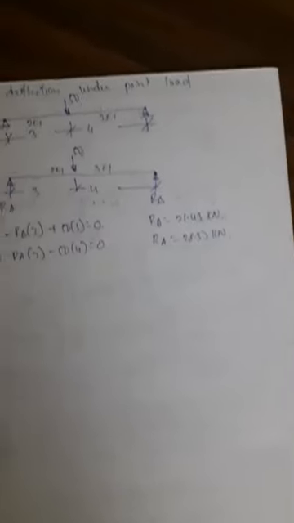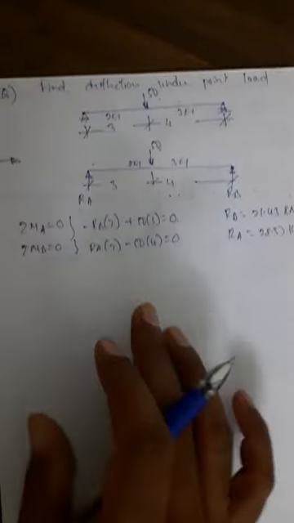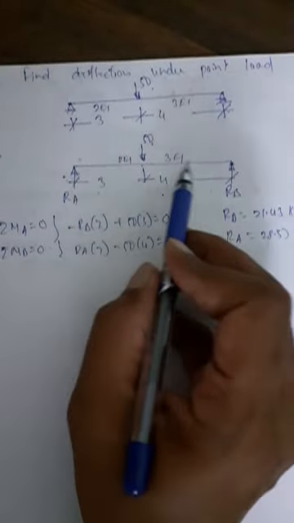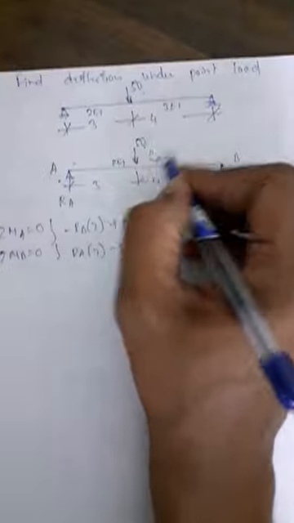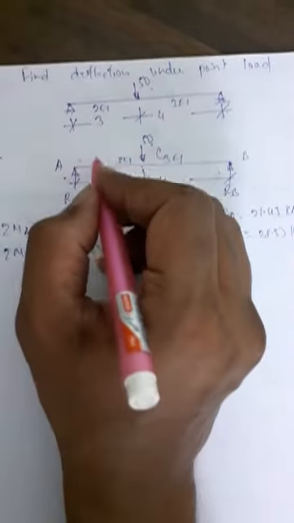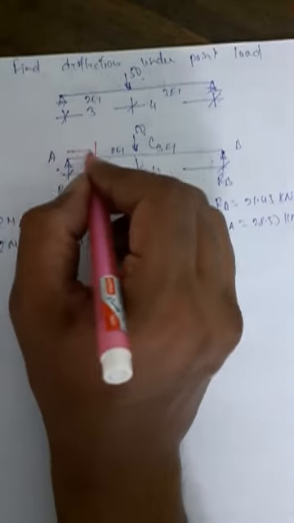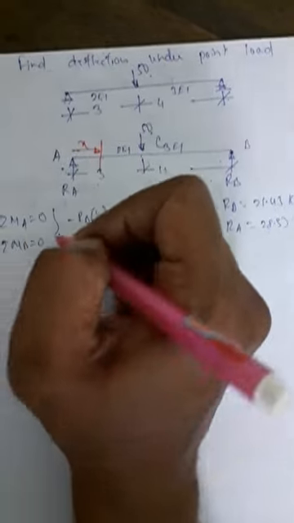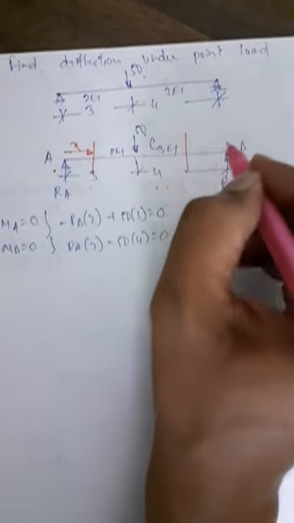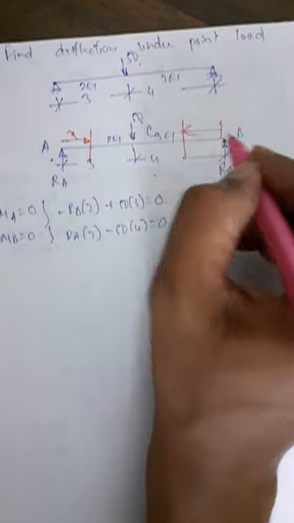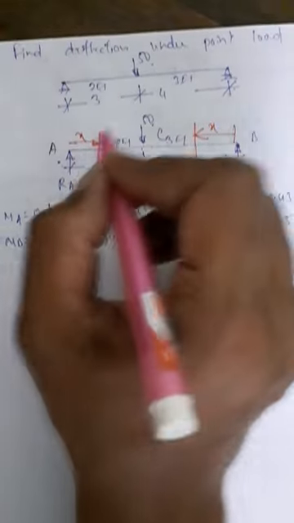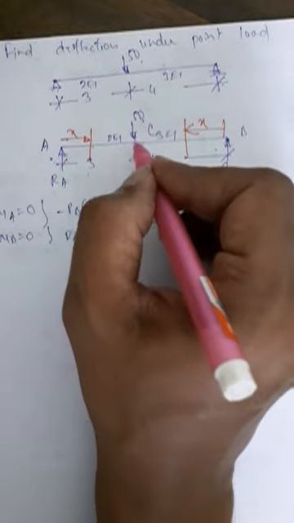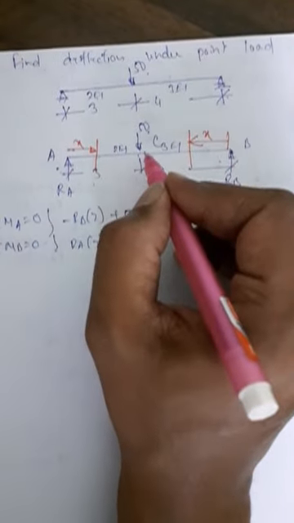Now let me write the moment equation, Mx equation, for sections AC and BC. Let this be A, B and C. I will take a section here. Let this distance be x. Another section I am going to take here, starting from B and going till C. This is the arrow. Let this distance be x. Very important here are the arrows. I am going from A to C. I am going from B to C. I have to cover the whole beam.